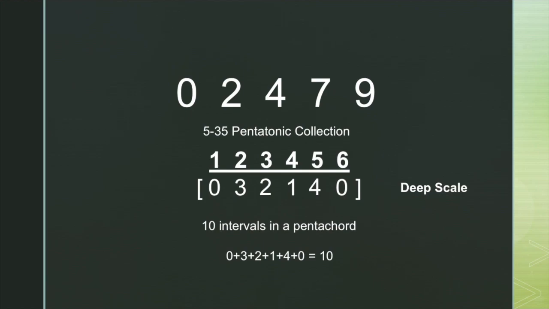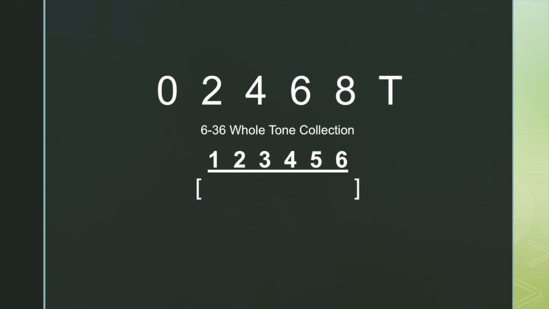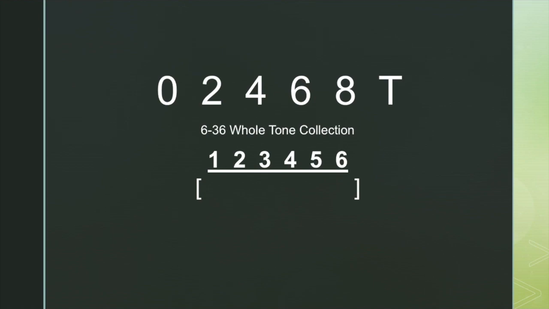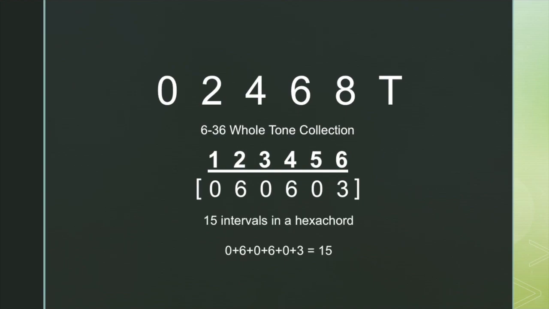Now that you've seen a few examples, why don't you pause the video and work through the interval class vector for the whole tone collection. Then resume this video to check your answer. Hopefully your interval class vector reads 060603. Remember that your interval class vector should sum to 15 since there are 15 intervals in any hexachord. If you ended up with a different answer, spend some time reviewing the process used earlier in the video and then try again until you come up with the correct answer.